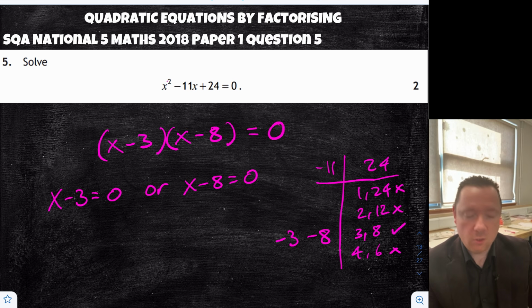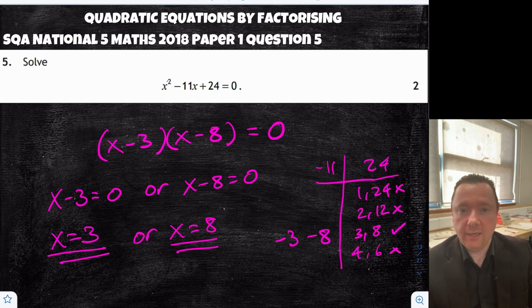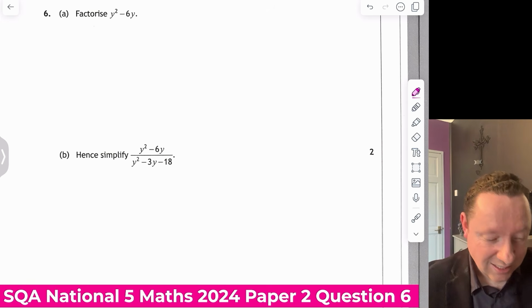And just solving those equations, x must be 3 because 3 take away 3 is 0. Or x must be 8 because 8 take away 8 is 0. And we're done there. Maths 2024, paper 2, question 6.